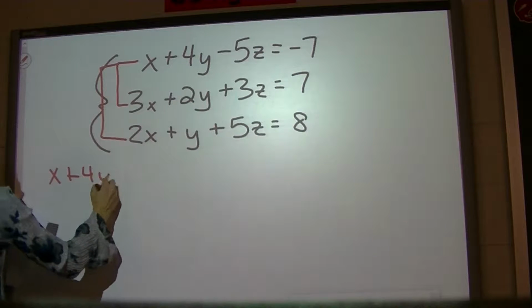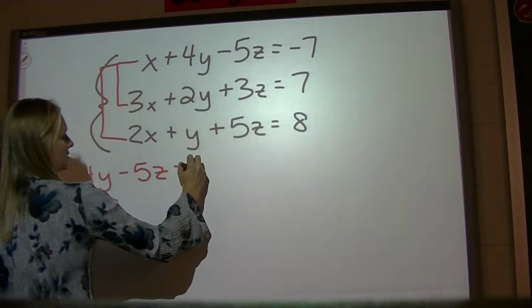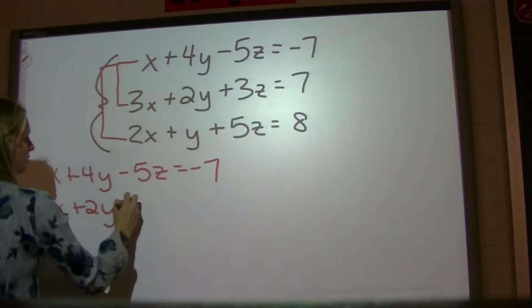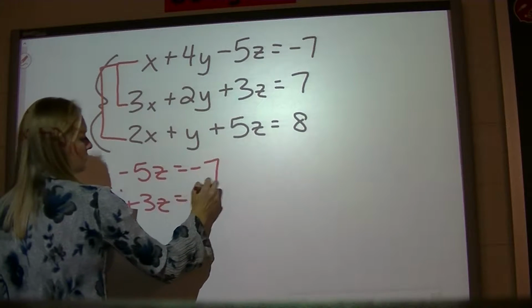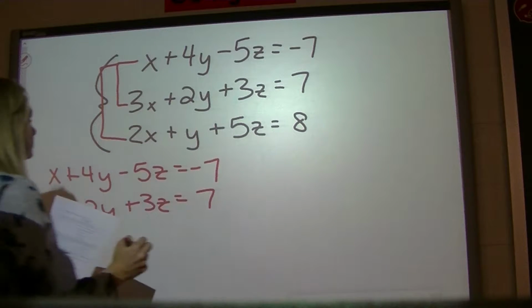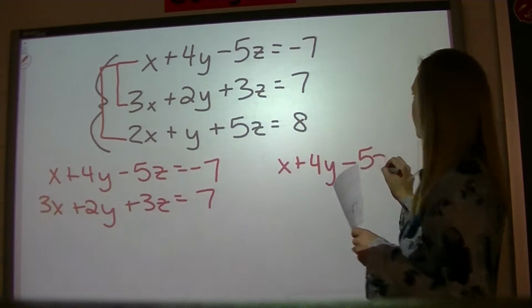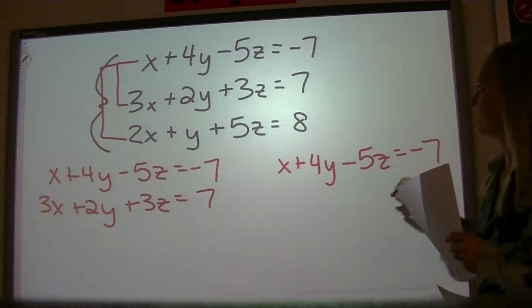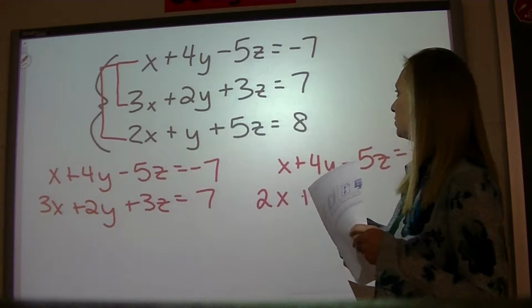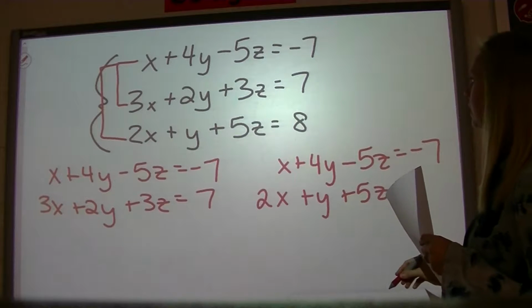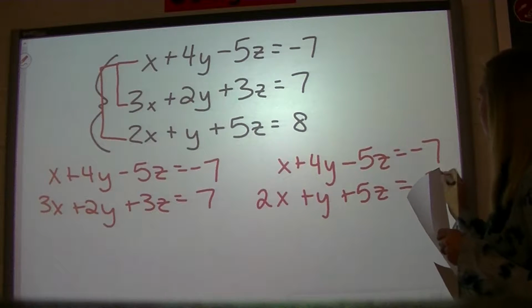So it's going to be x plus 4y minus 5z equals negative 7, and 3x plus 2y plus 3z equals positive 7. And then x plus 4y minus 5z equals negative 7, and 2x plus y plus 5z equals 8.